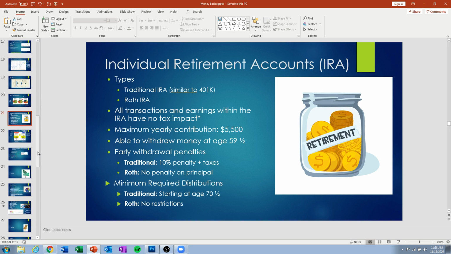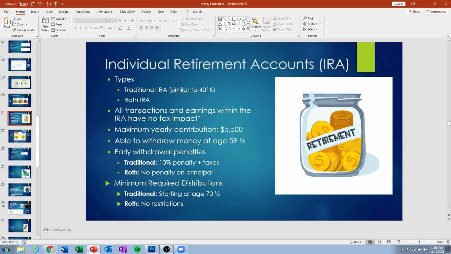I don't want to touch too much on IRAs because I'm still looking into this and learning about it. IRA stands for Individual Retirement Account, essentially. And there are two types: there's traditional and there's Roth.